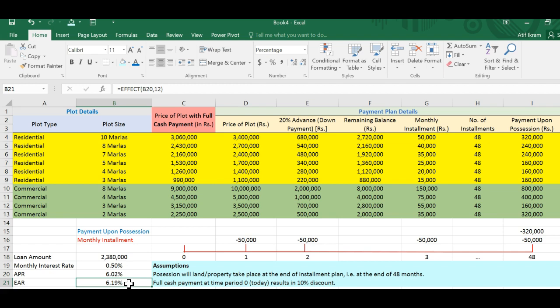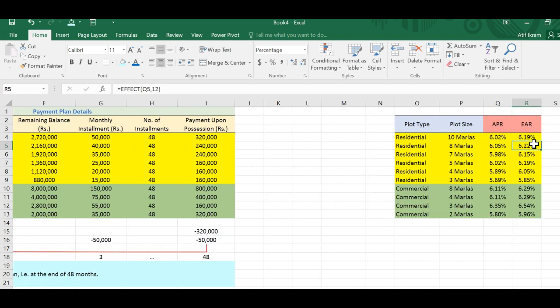And so what I'm saying to you is that essentially you are borrowing 2.38 million rupees on which you're paying an interest rate of 6.02%, or an effective annual rate of 6.19%. What I've done here is that I have then done the similar calculation for all these residential and commercial plots. And the picture that emerges is an interesting one.